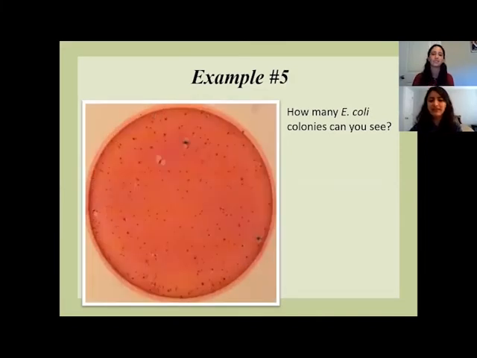All right, next one. All right, so we got a little bit of a range of answers on this round. So the correct answer is two. And this is because the two colonies with air bubbles on the right half of the plate are E. coli colonies.